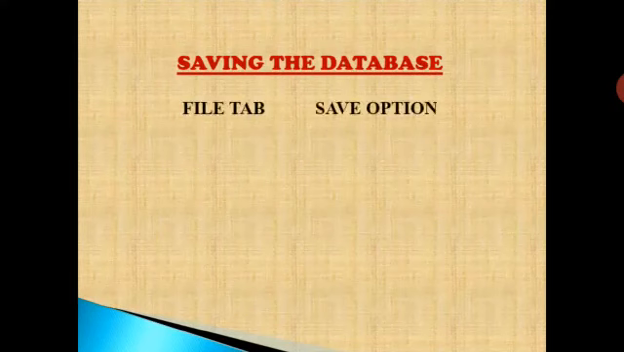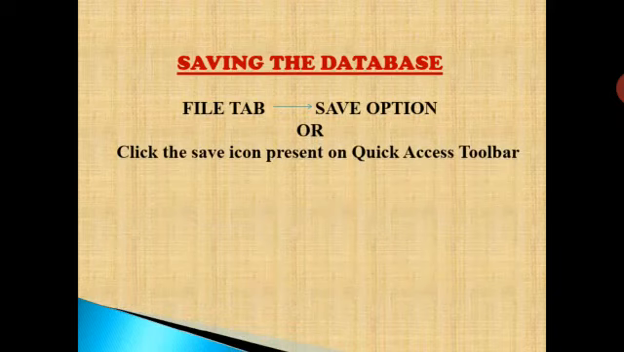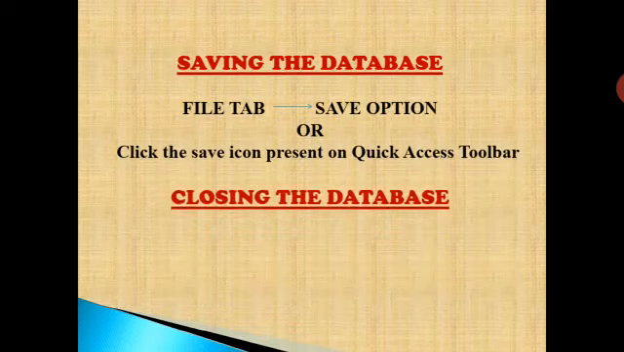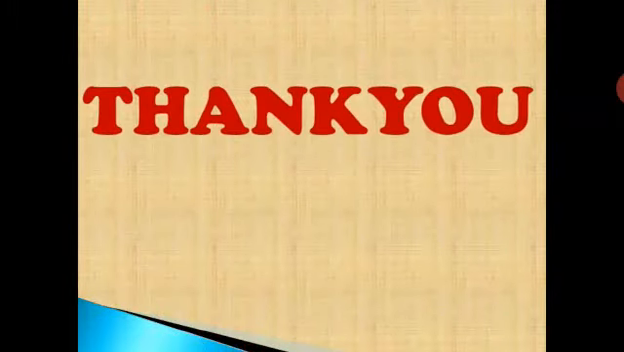Now the last is saving the database. How can we save a database? File tab, save option, or click the save icon present on the quick access toolbar. Closing the database. How can we close the database? Same tab, that is the file tab, and then the close option. Like this we can do work on MS Access.